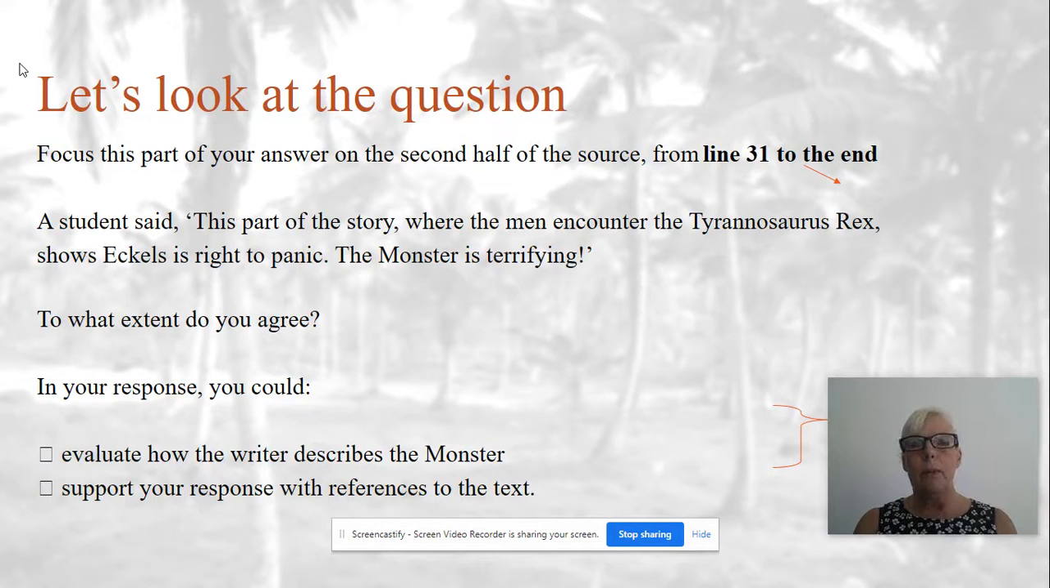Okay, let's have a look at the question. The question will always ask you to look at a particular part of the source. So it will say, focus this part of your answer on the second half of the source from line 31 to the end. Now those line numbers might change depending on the extract that you are looking at. And what you need to do is take your highlighter pen and draw a box around line 31 to the end of the text.